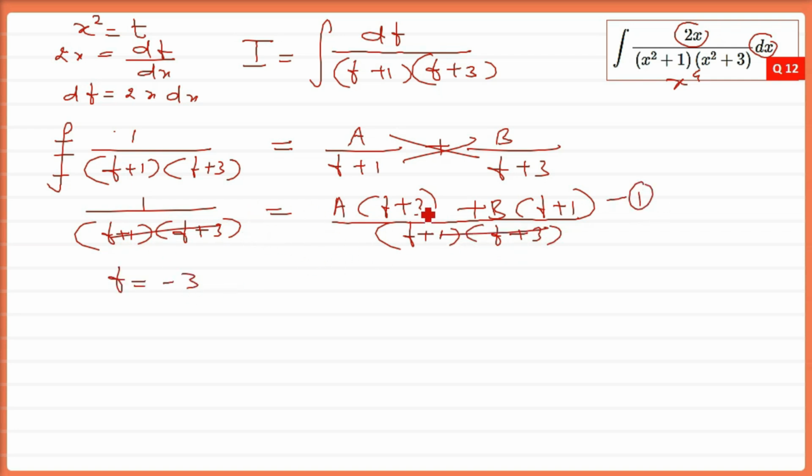If we place t equals -3, the first term of the right hand side of equation number 1 will vanish.